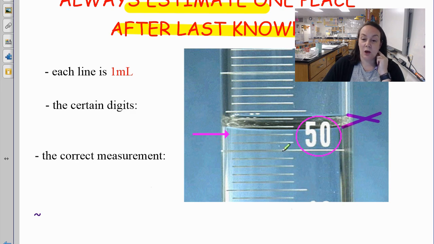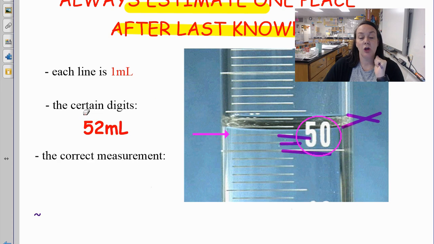What you would say is we all agree it's 50 milliliters. It's at least 51 and 52 milliliters. So everybody agrees that it's at least 52 milliliters. You then have to estimate one place after that. If on the quiz you said 52 milliliters, it would be marked wrong. Okay, it needs to be 52 point what? And that's where you take your eye and you go 52 point, what do you think that is?